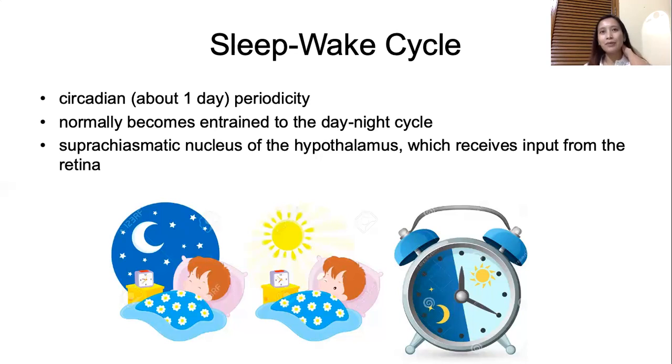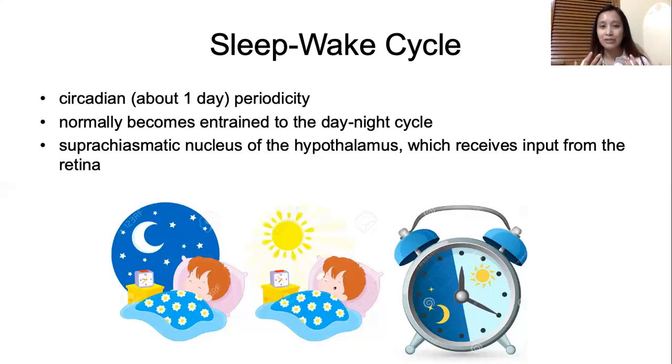I remember when I visited Australia, I was so surprised that it was 9 p.m. in the evening, but it was still daylight outside. It kind of disoriented me, because I'm not used to having that kind of sleep-wake cycle.